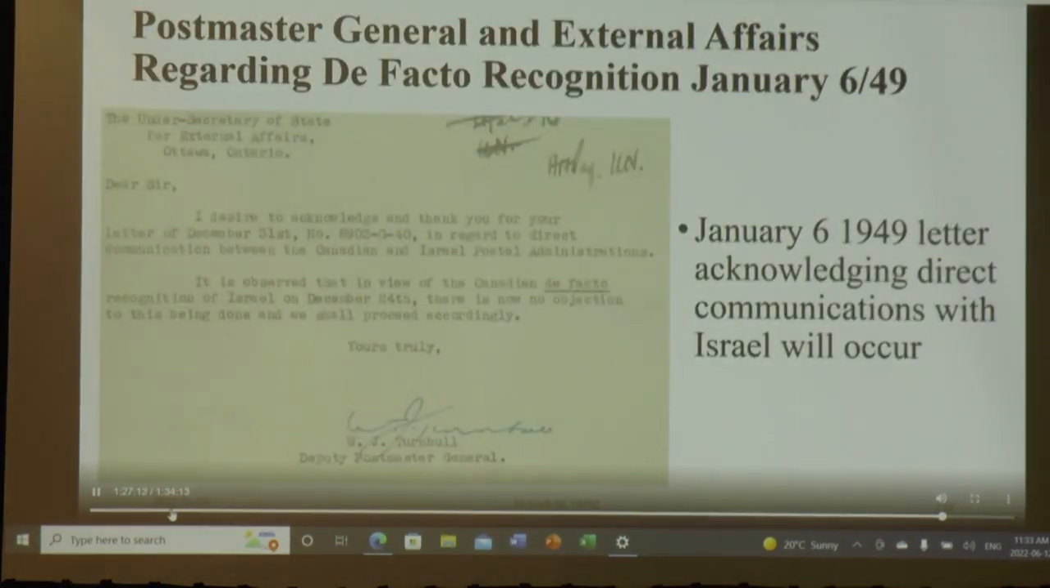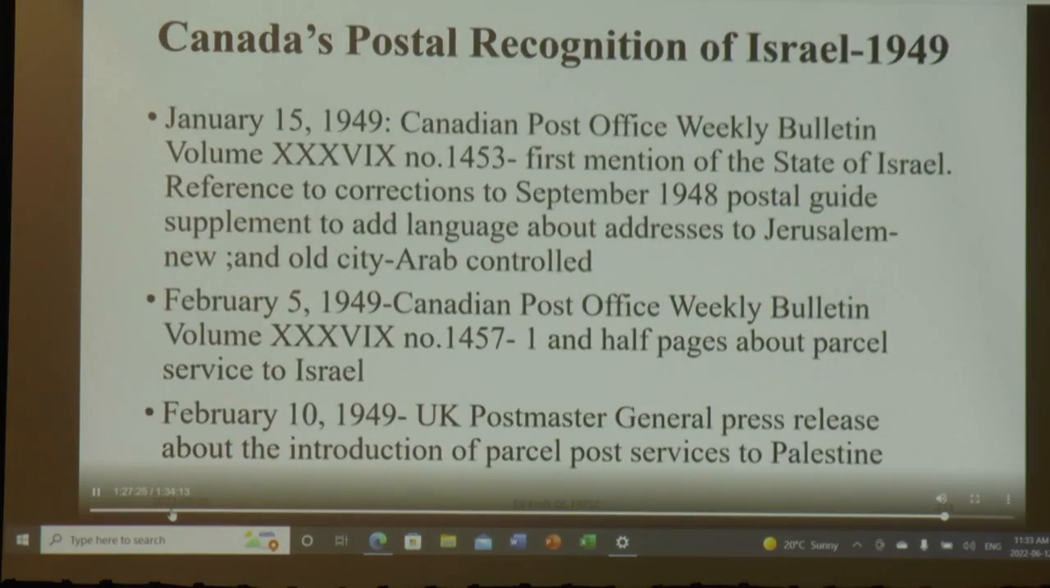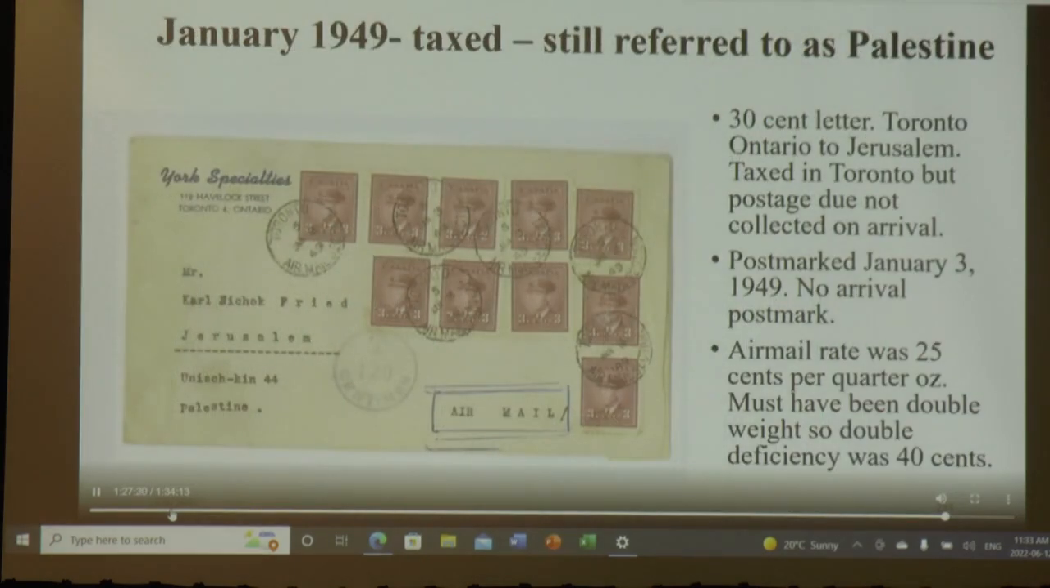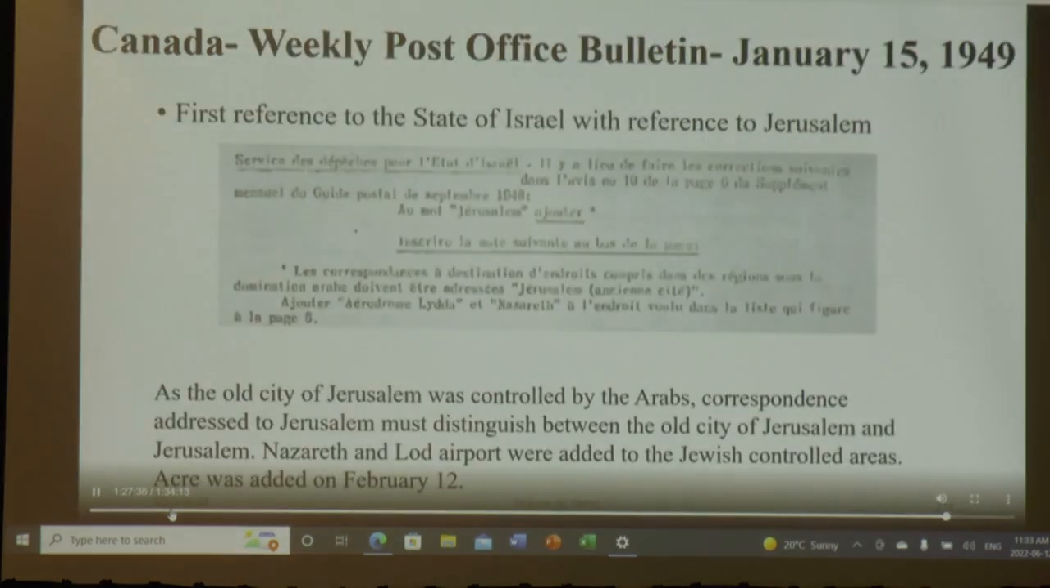So here is the recognition of the State of Israel by the Postmaster General. He's saying there's no objection to recognizing Israel. And then the first circular comes out in January, February, and mail is now going to Israel. Here's a letter going to Israel.